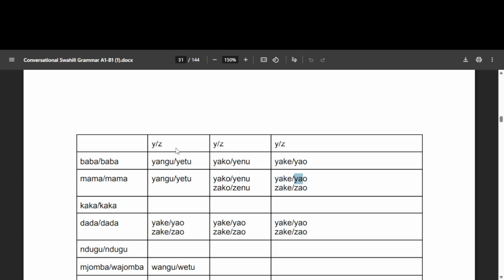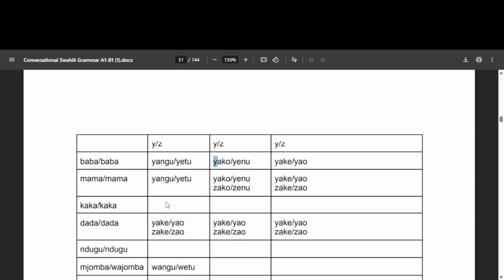And what about the Z? Z is used if the fathers are many. Maybe you have two fathers. You say baba zangu. Instead of Y, we put Z here. If it's you, I want to say your fathers, baba zako. Instead of Y here, we say Z.